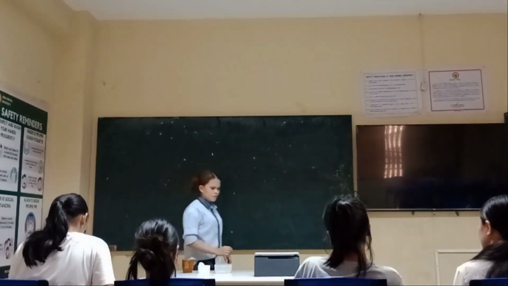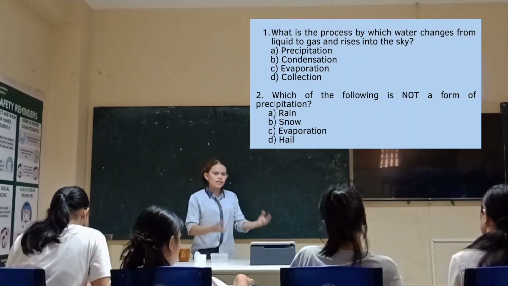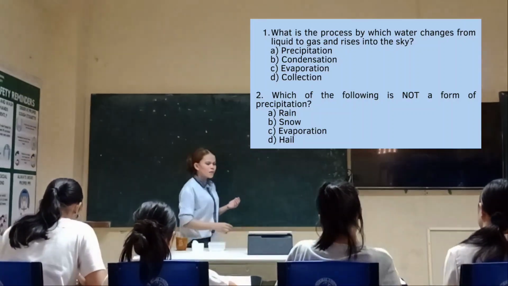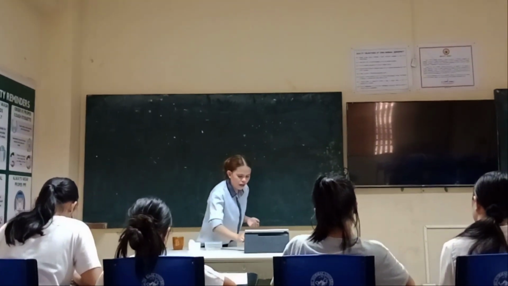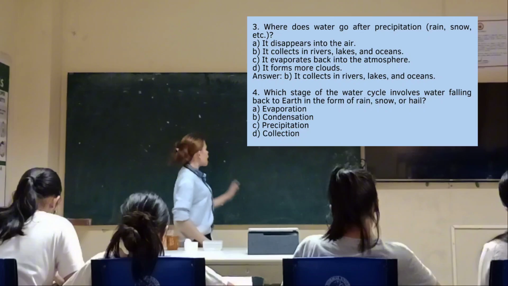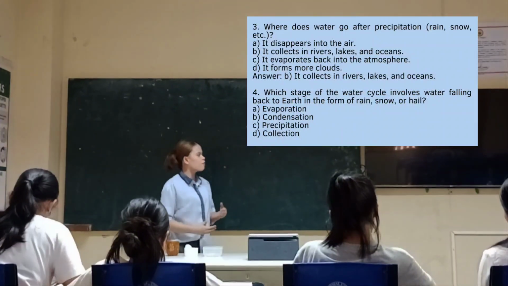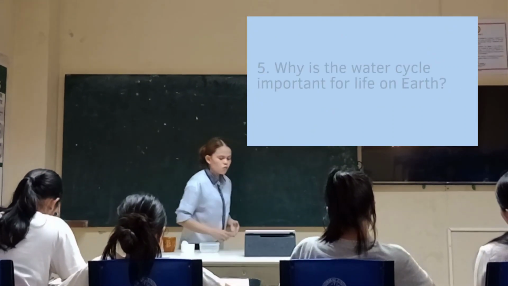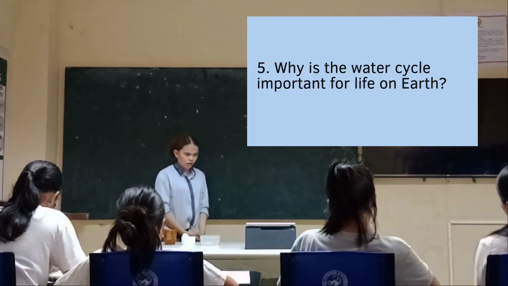Okay, number 1. What is the process by which water changes from liquid to gas and rises into the sky? Number 2. Which of the following is not a form of precipitation? Number 3. Where does water go after precipitation? Okay, and number 4. Which stage of the water cycle involves water falling back to earth in the form of rain, snow, or hail? And the last question. Why is the water cycle important for us living beings on earth?